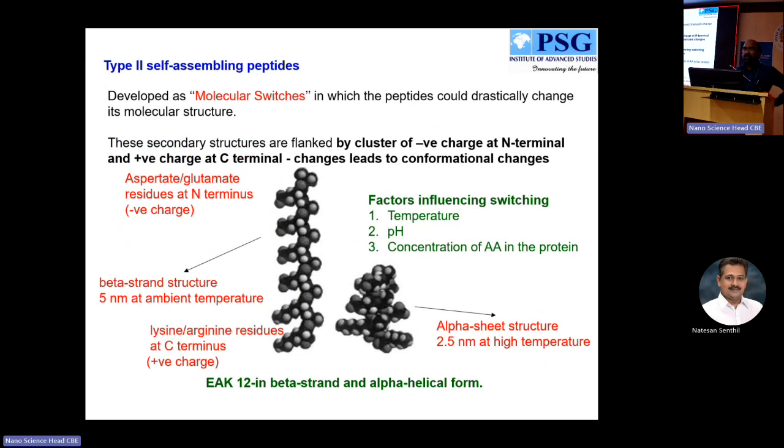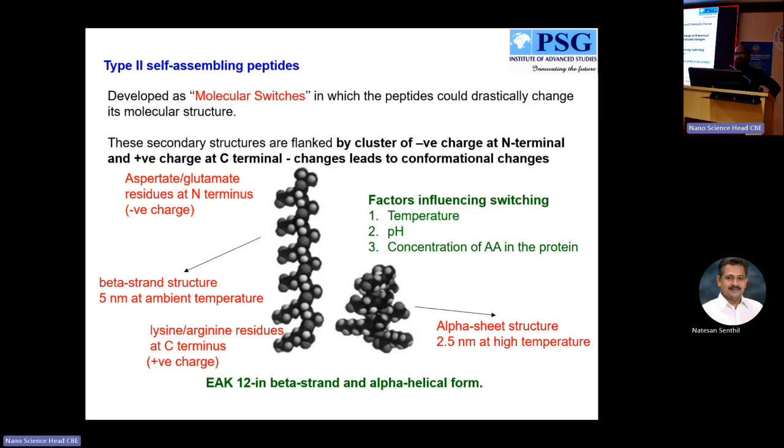Now, type 2 self-assembly is called molecular switches. Molecular switches means you can increase or decrease the size of the peptide using external factors like pH, temperature, or even the concentration of amino acid. Now, these peptides are very short-length peptides. For example, the EAK12 peptide.